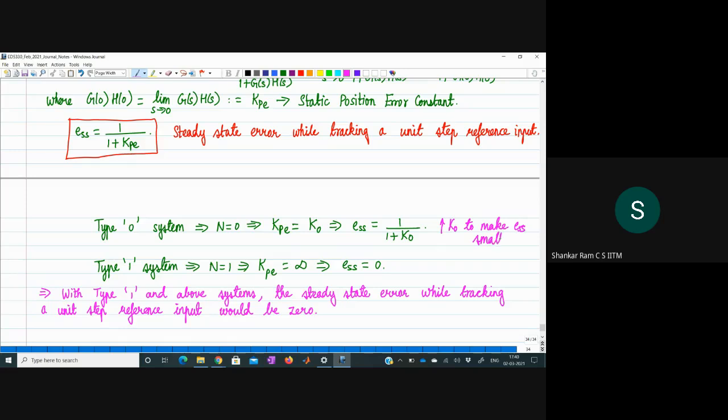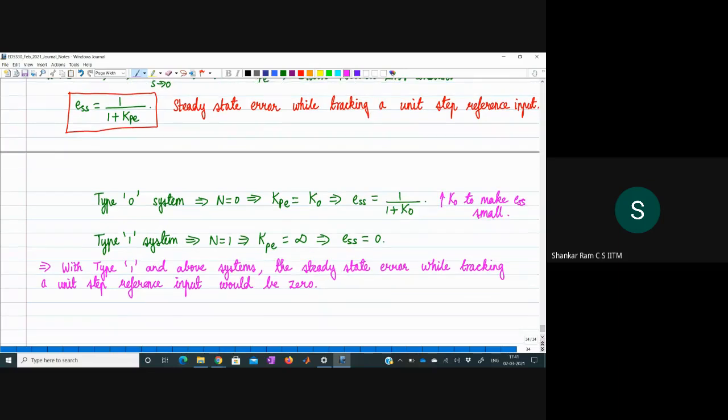So, increasing k naught, which is what is called the open loop gain, will lead to higher cost of the system. Practically, it will lead to either a costlier actuator or one with a higher range or something like that. Those are things we need to consider. So this is what we have as far as tracking step input.